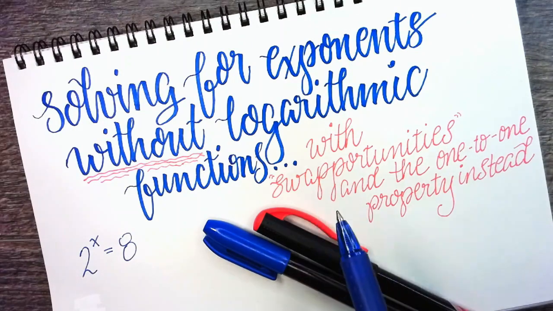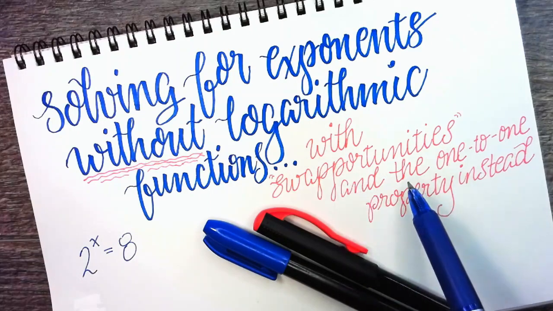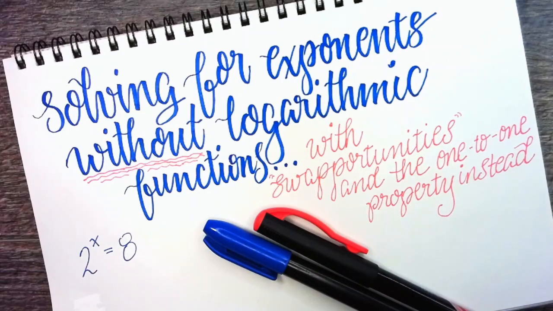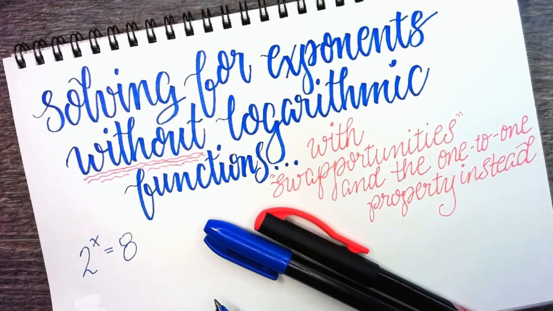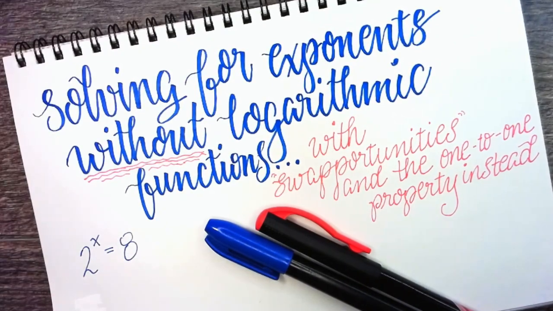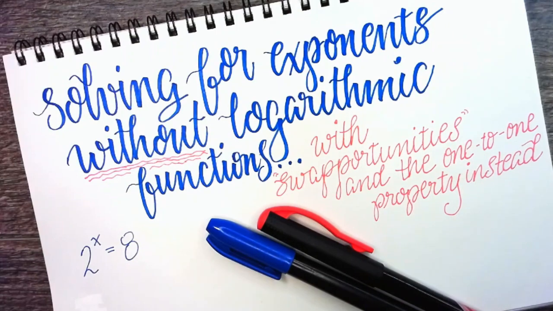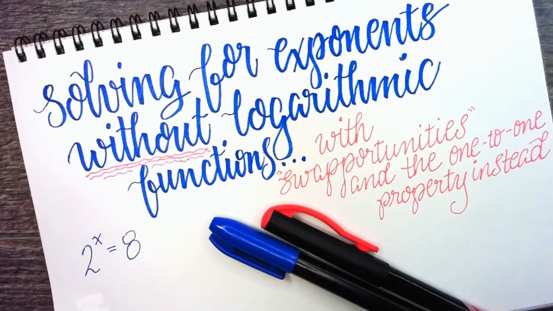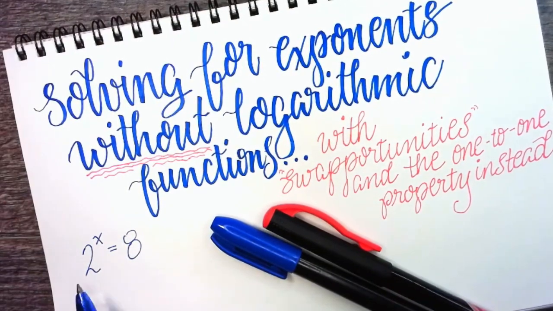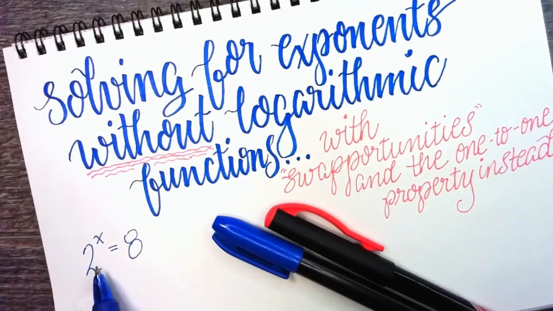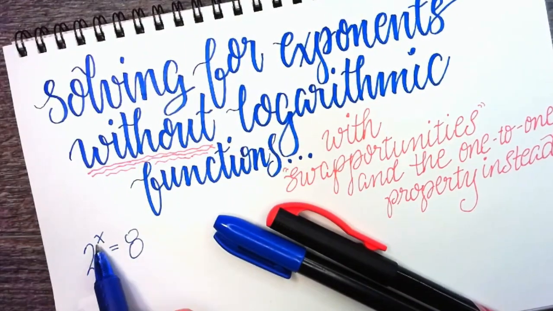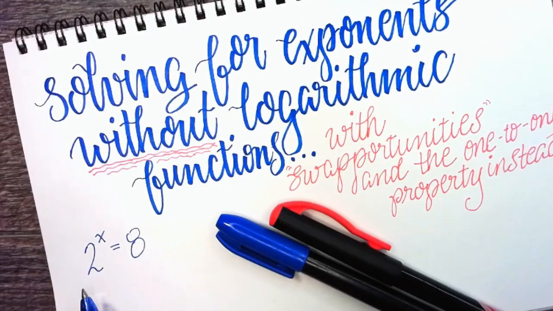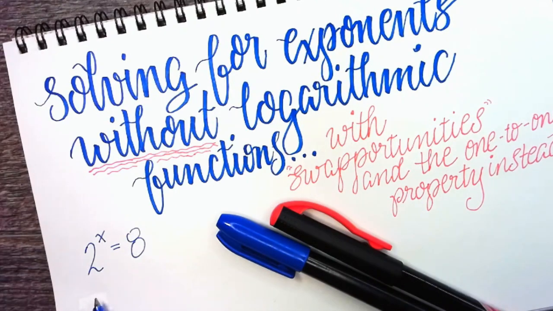We're going to use something that I like to call a swopportunity, and you're going to be using the one-to-one property instead. Before we jump back into using log and go over some recent lessons, we're going to really warm up with solving for exponents without logarithmic functions, and instead just using swopportunities and the one-to-one property. When you read a question like this, you really need to just ask yourself, 2 to what power is 8? Coincidentally, that's how you read a logarithmic function anyway.